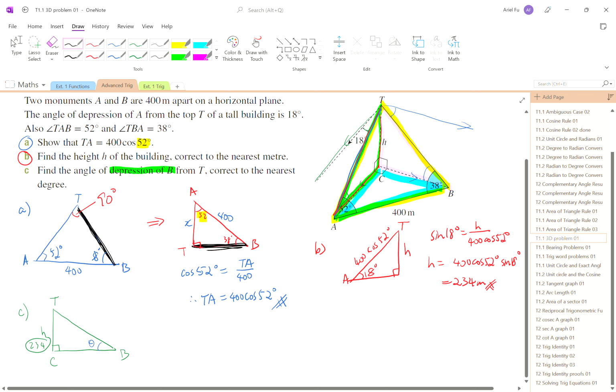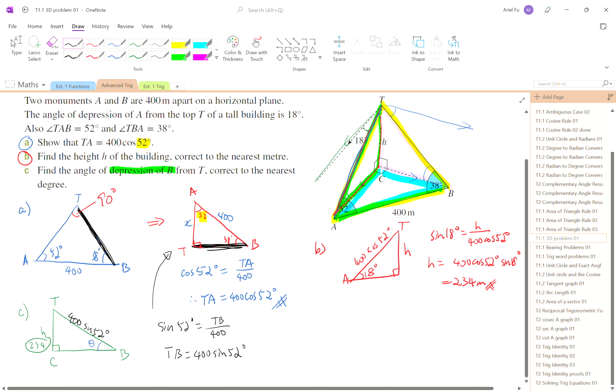Right, if I'm looking for TB and I have that triangle, then great. So first, let's look for what TB is. According to the red triangle, looking over here, I can say that sine of 52 degrees equals opposite, which is TB, over hypotenuse, 400. So I can say that TB is equal to 400 sine of 52 degrees. If you put that in your calculator, that will give you an actual number, right? So I know that TB is 400 sine of 52 degrees.